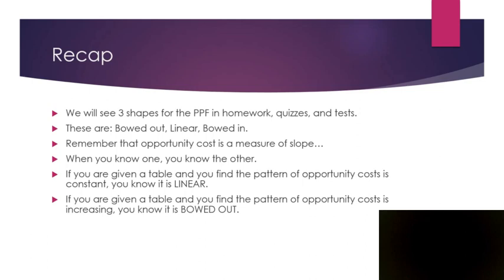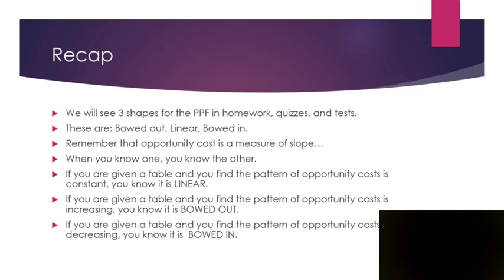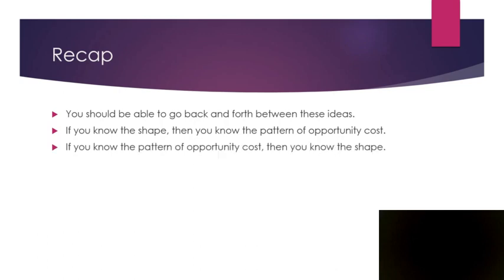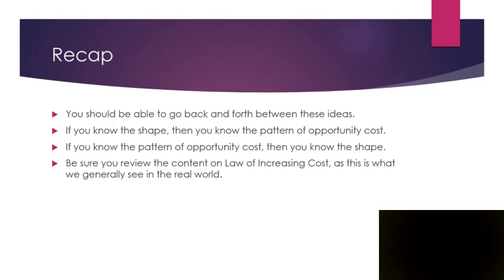If I give you a table and you find the pattern of opportunity cost is increasing, well, then you must know it's a bowed out PPF. And of course, if you're given a table and you find the pattern of opportunity cost is decreasing, then you know it's bowed inward. So you've got to be able to connect all of these dots. The graph, the slope, the pattern of opportunity cost, they're all related. So you should be able to go back and forth between these ideas. As I said, when you know the shape, you know the pattern of opportunity cost. When you know the pattern of opportunity cost, you know the shape.